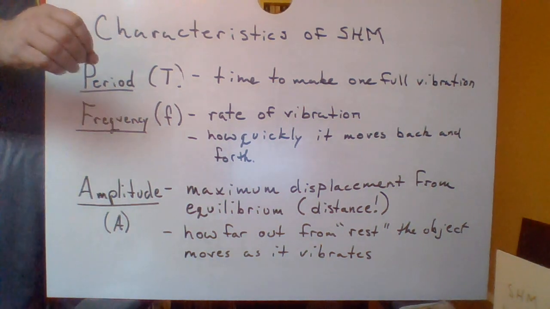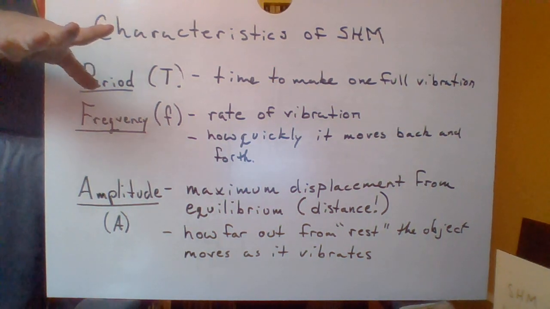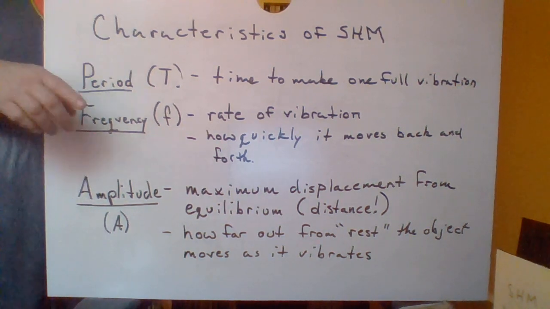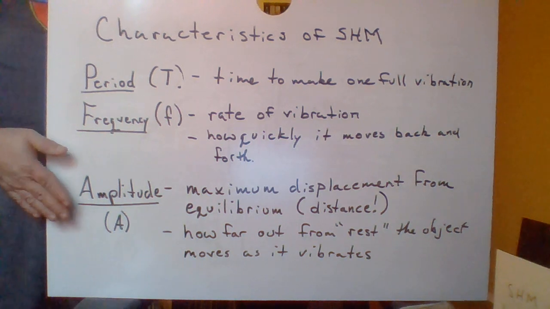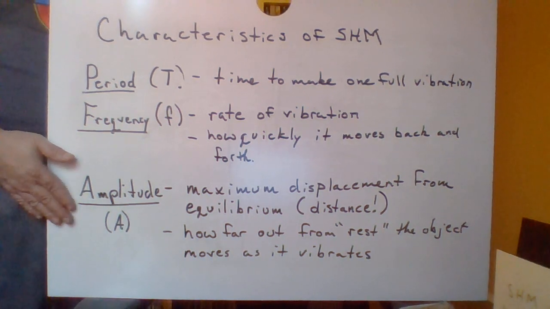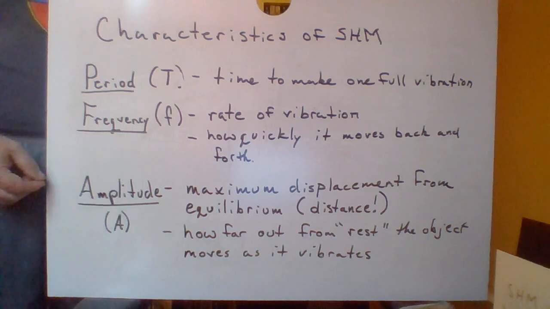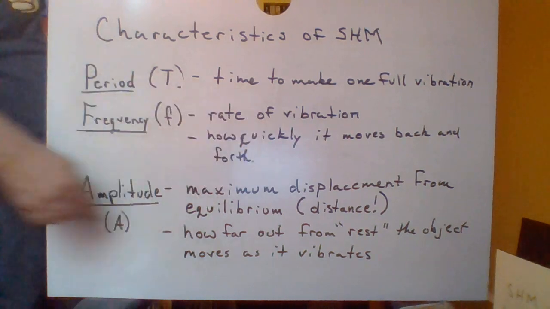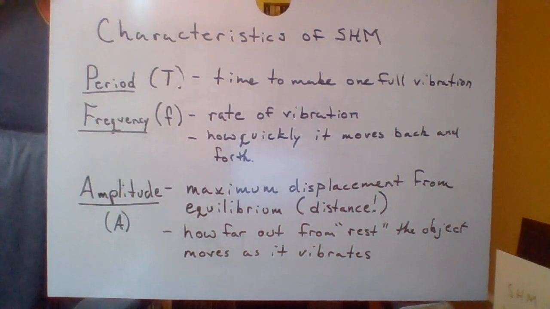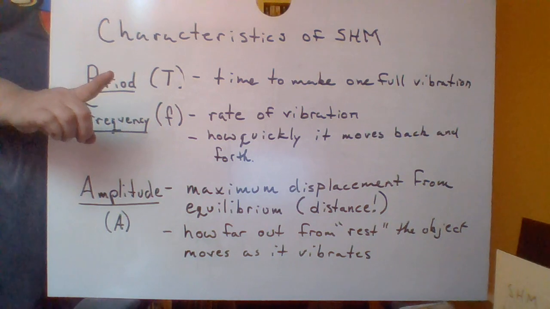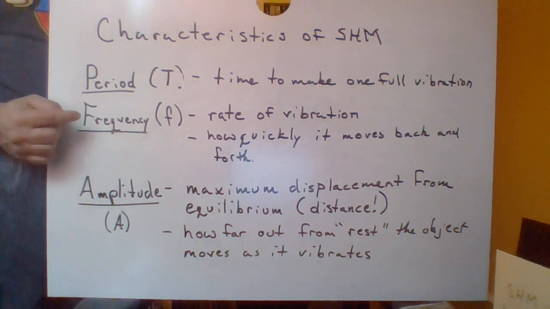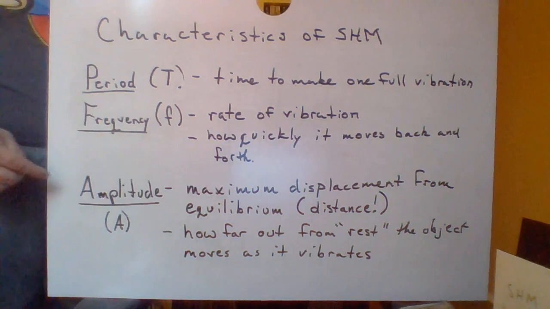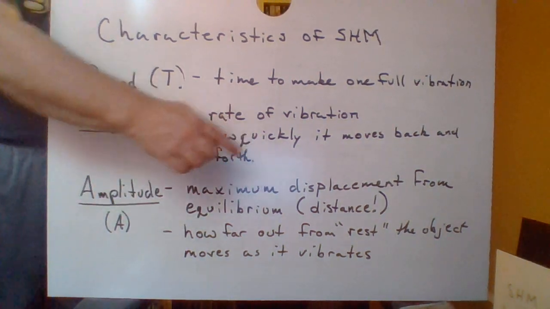For a bouncing ball, if I release it from a certain height, then it's going to return to that height. That's its amplitude. Amplitude is the maximum distance that it will vibrate from equilibrium, or the maximum distance at which that motion started that it goes back and forth from. So period, time to make one vibration. Frequency, number of vibrations per second. Amplitude, how far it vibrates beyond the equilibrium each time.